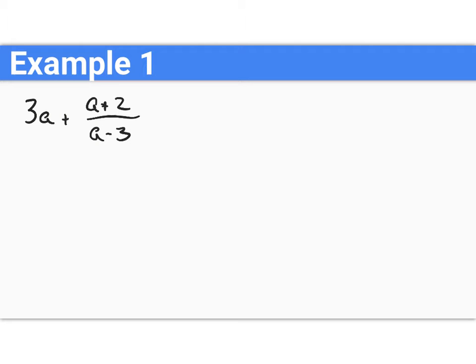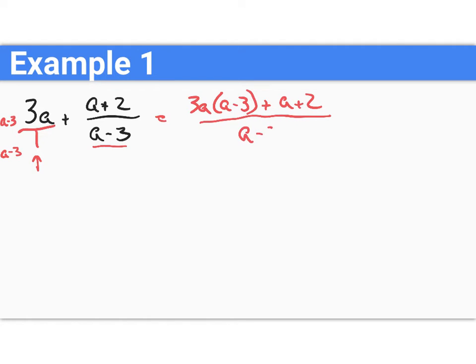Okay, so let's look at our first example here. We got 3a plus a plus 2 over a minus 3. So the first thing we have to do is make 3a into a fraction by putting it over 1. A second thing we have to do is find a common denominator. Well, luckily, since this is 1, a minus 3 is our common denominator. So we just multiply top and bottom by a minus 3. And I'm going to rewrite that over here. So 3a times the quantity a minus 3 plus a plus 2 all over a minus 3.